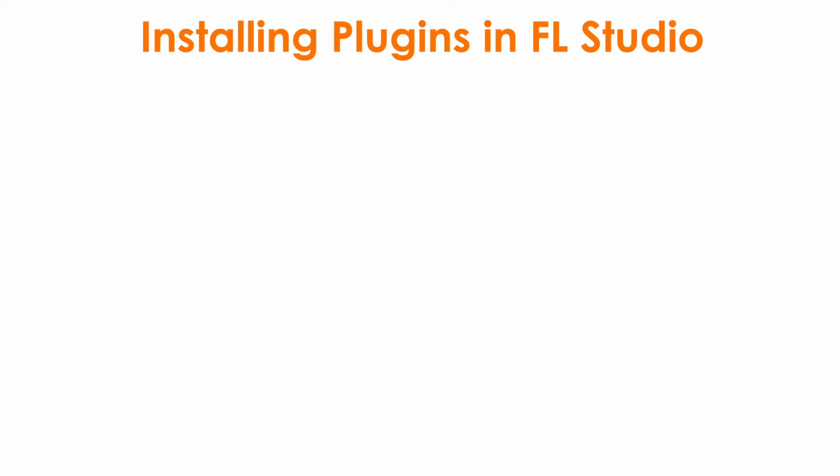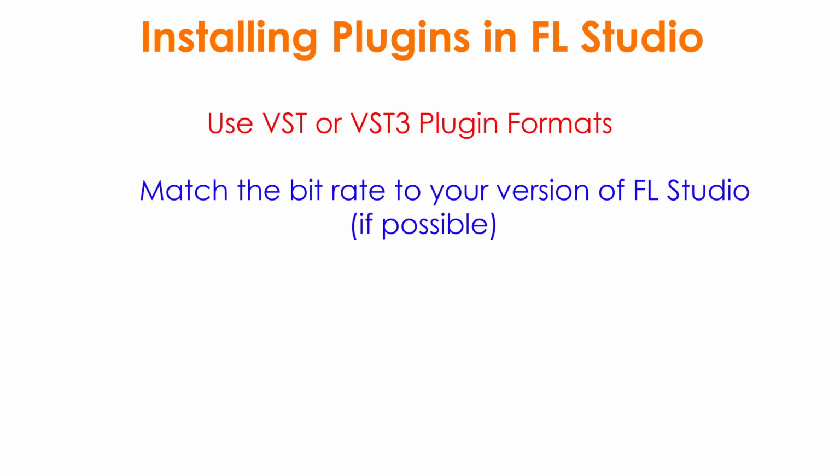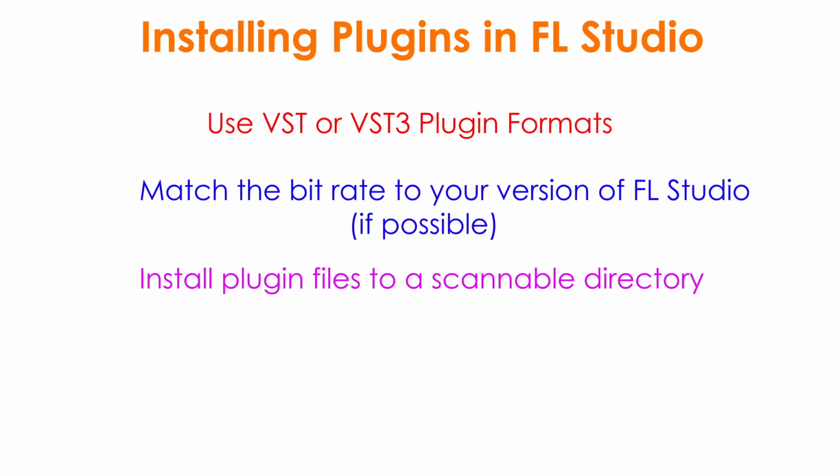The key points to keep in mind when installing plugins to FL Studio is to make sure you use VST plugins, use a bitrate that matches your version of FL Studio if possible, and install them to a folder that FL Studio can scan. The steps may be slightly different depending on whether the plugin file you download is an installer, a DLL file, or a zip file, but once you get them into the right folder and scan them in the Plugin Manager, they should work fine.